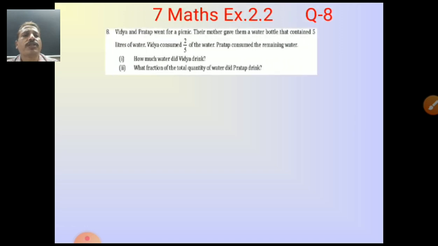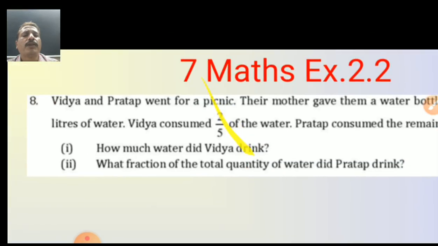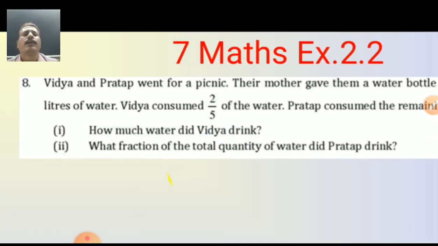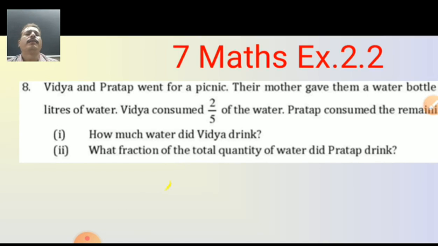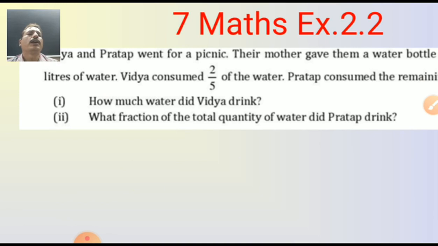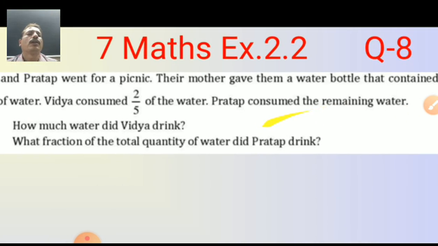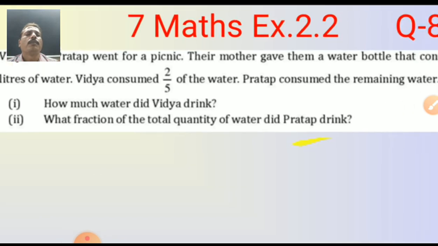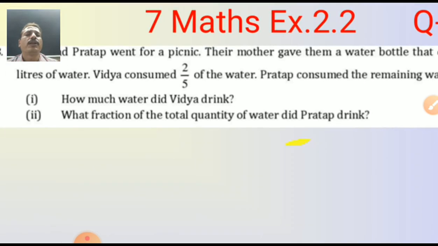Good. Now look at question number 8, the last question of this exercise. Very simple one, student, but this is a statement one. Vidya and Pratap went for a picnic. Their mother gave them a water bottle that contains 5 liters of water. Vidya consumed 2 upon 5 of the water. Pratap consumed the remaining water.